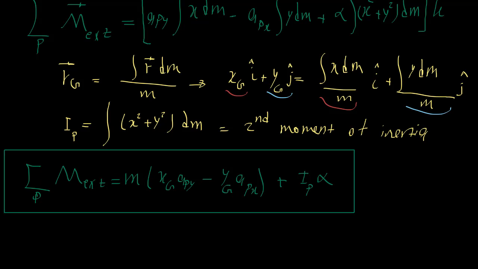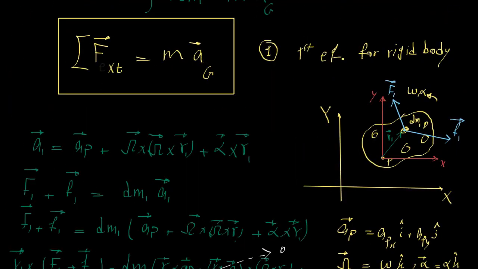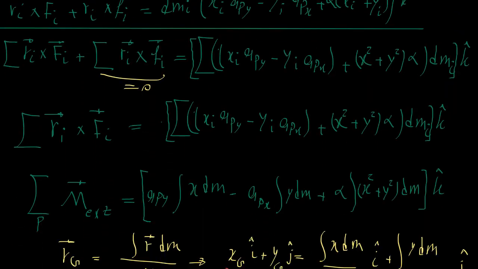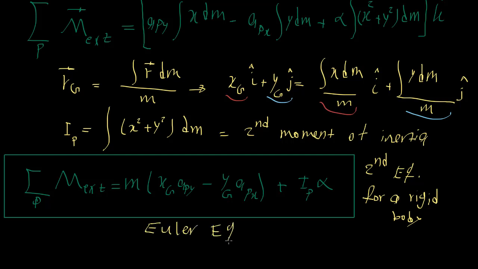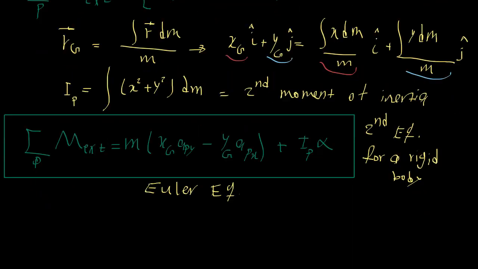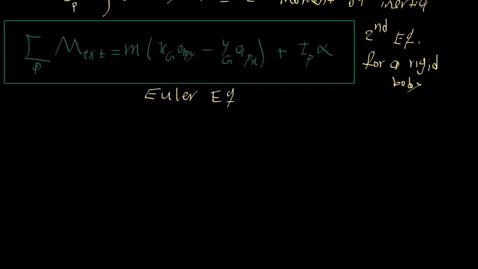Okay, so this is the second equation. We had the first equation, which was sigma F is equal to M A_G, and over here, this is the second equation for a rigid body, a 2D rigid body. And the name of this equation is actually Euler equation. So this is the Euler equation.